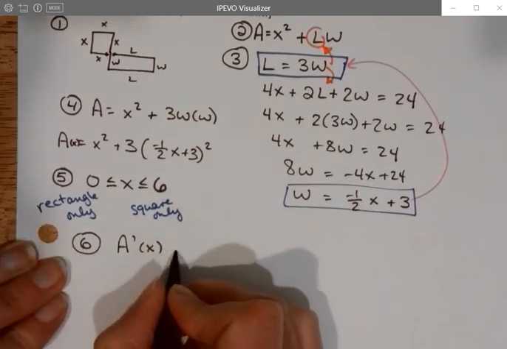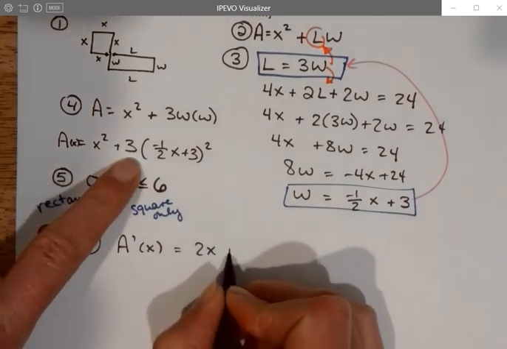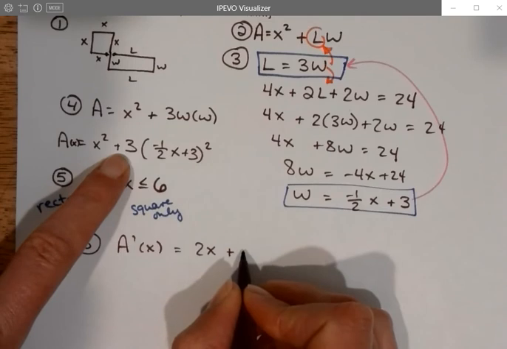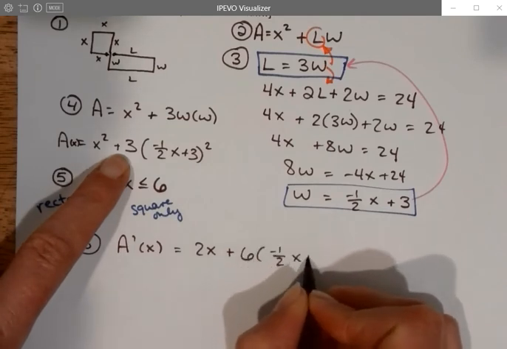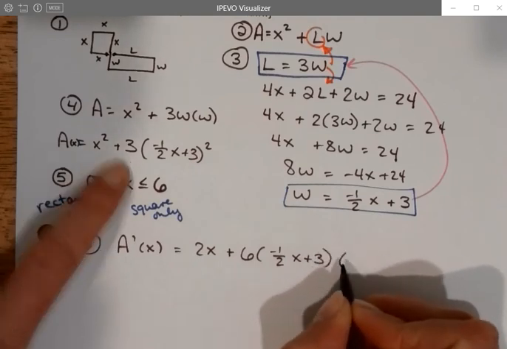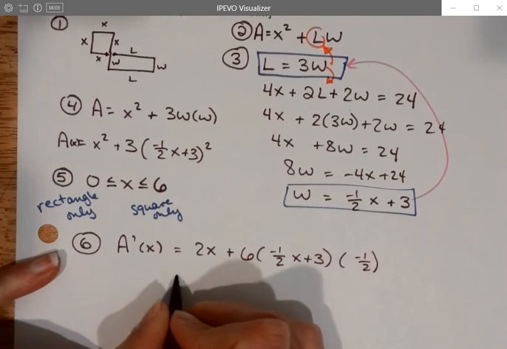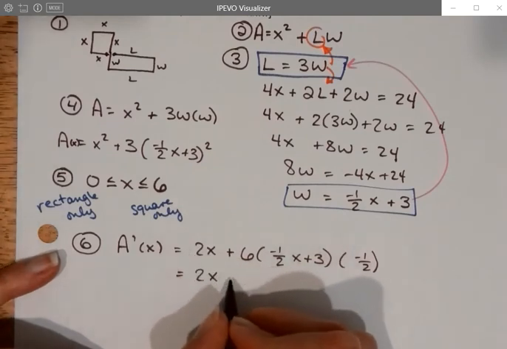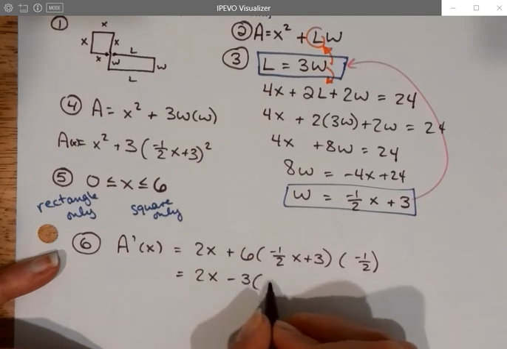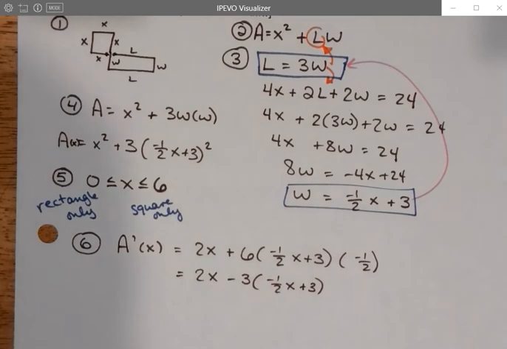And so its derivative is, let's see, I can use the chain rule on the second part. So we've got 2x plus 2 times 3 is 6, times negative 1/2 x plus 3 to the first power, times the derivative of negative 1/2 x. So that's going to simplify to 2x minus 3 times negative 1/2 x plus 3. I can leave that alone for now.